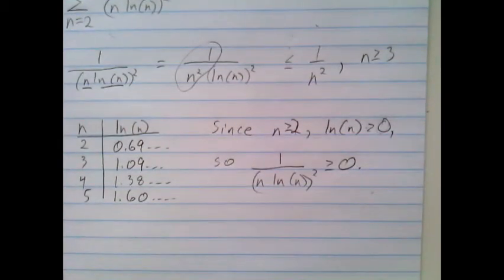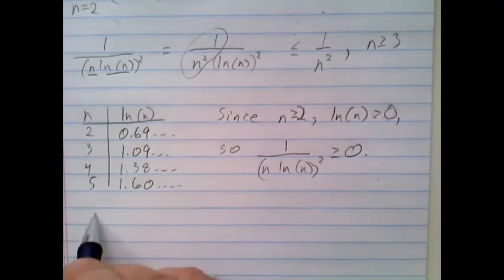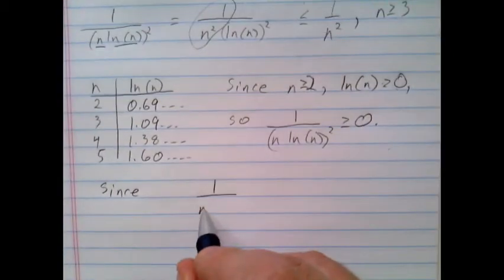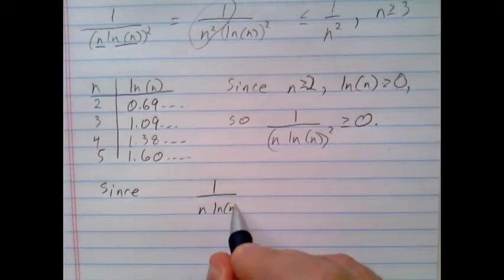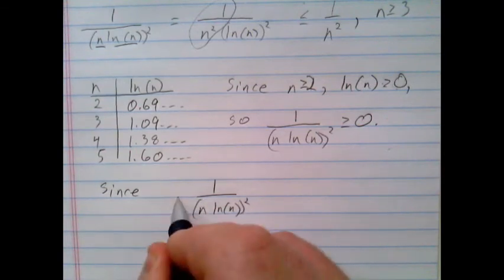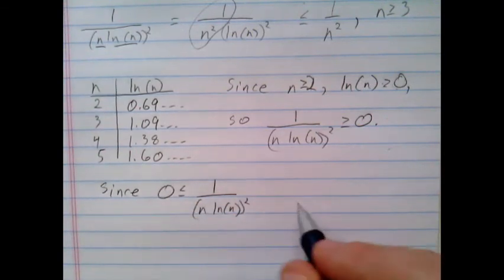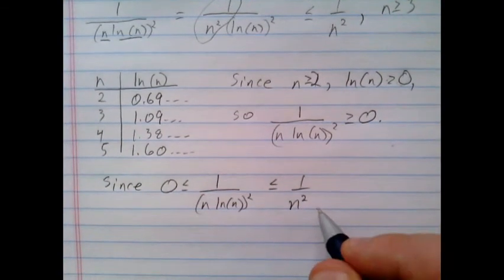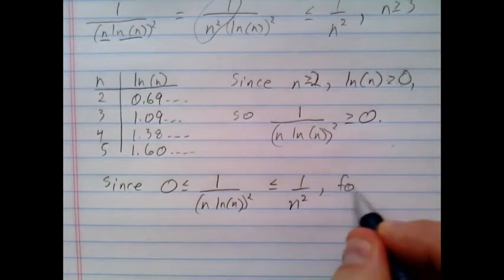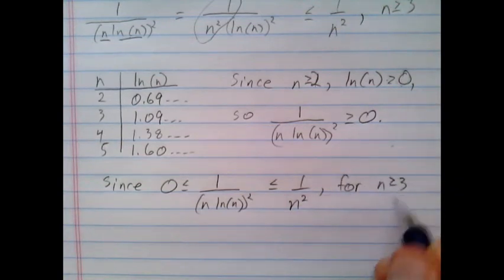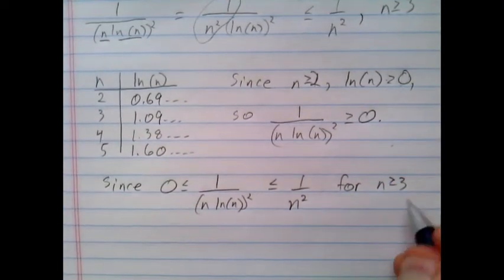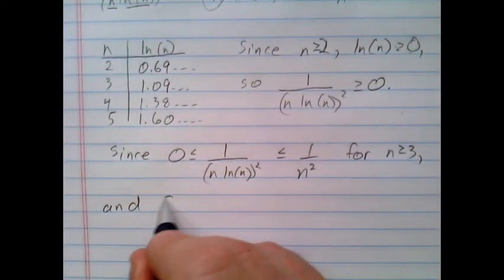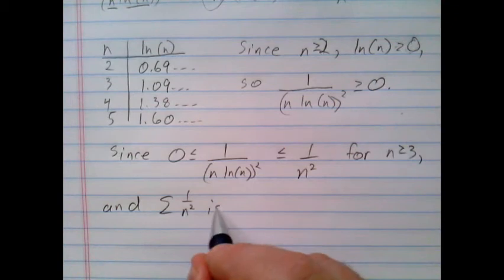So let's wrap all this up. We'll say since our nth term of our sequence, 1 over n times natural log of n, quantity squared, is greater than or equal to 0, but less than or equal to the nth term of a convergent p-series for n greater than or equal to 3, which is good enough. Now I need to explicitly acknowledge the series 1 over n squared is a convergent p-series.